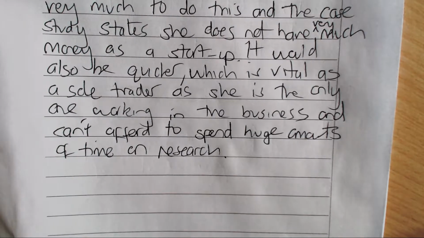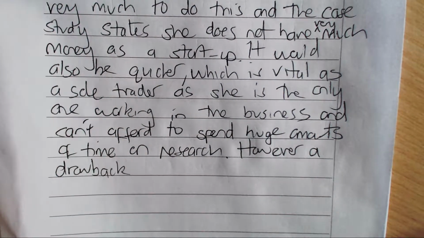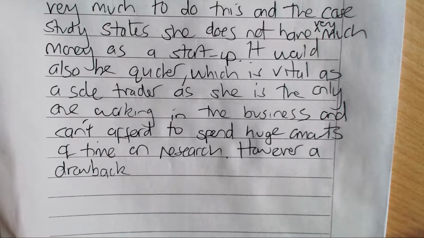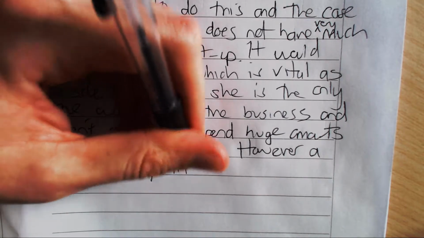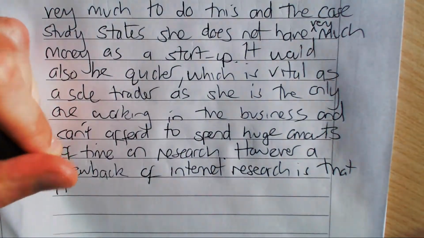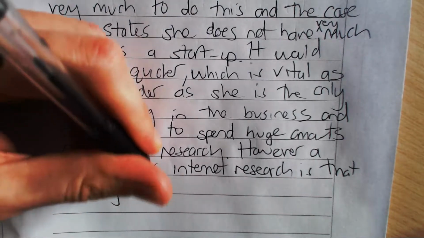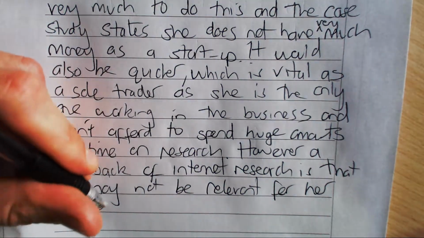So for this one, however, a drawback. So you can see here I'm also making explicitly clear where my arguments for and against are. So make it explicitly, like, you know, it's like signposting to the examiner. However, a drawback of internet research is that it may not be relevant for her specific local market.